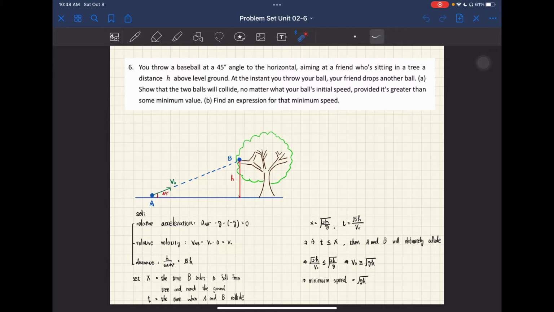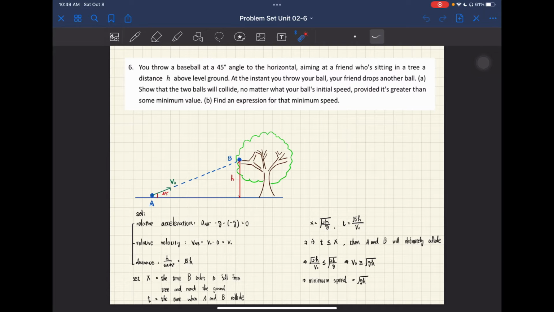Today I'm going to explain the solution to problem set Unit 2, number 6. The question tells us that we throw a bow at a 45-degree angle to the horizontal, aiming at a friend who's sitting in a tree a distance h above level ground, and at the instant we throw our bow, our friend drops another bow. We need to show that the two bows will collide no matter what our bow's initial speed is, provided it's greater than some minimum value. We also need to find an expression for that minimum speed.